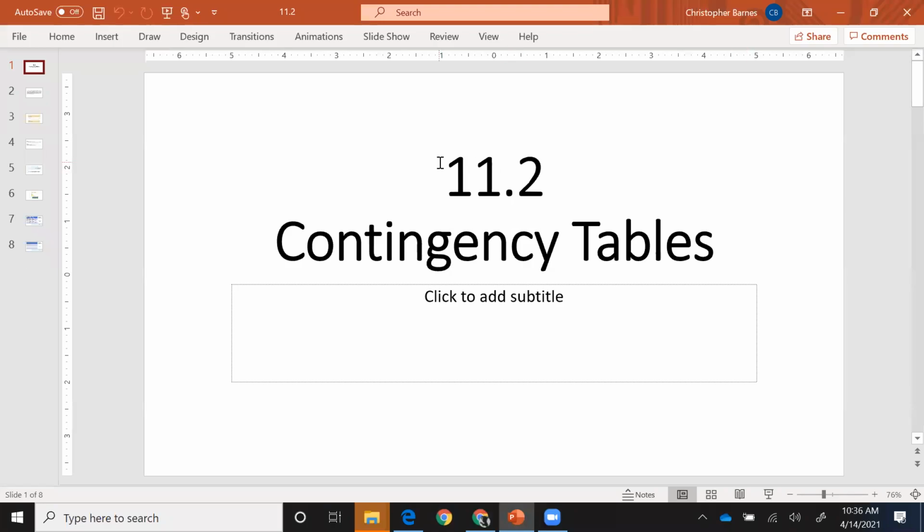All right. What we're doing today, guys, we're getting into contingency tables. And contingency tables is pretty much like we did last week.